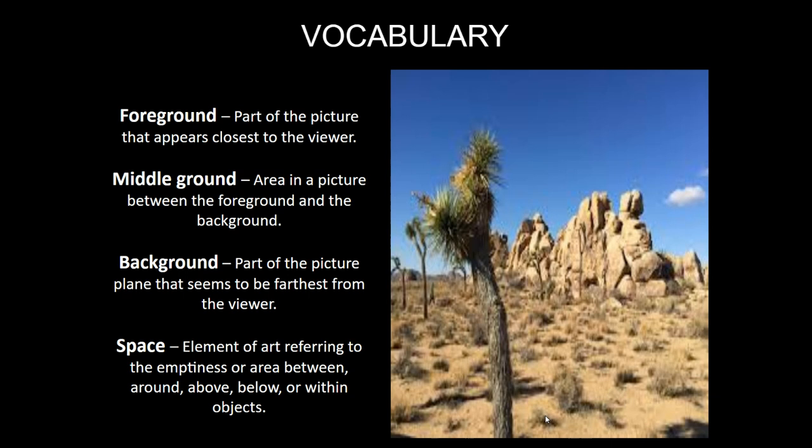Our vocabulary today focuses on parts of a picture. Foreground is the part of the picture that appears closest to the viewer. Remember, the viewer is the person that's looking at the picture. The background is the part of the picture plane that seems farthest from the viewer. This is usually at the top of the picture. The middle ground is the area in the picture between the foreground and the background.